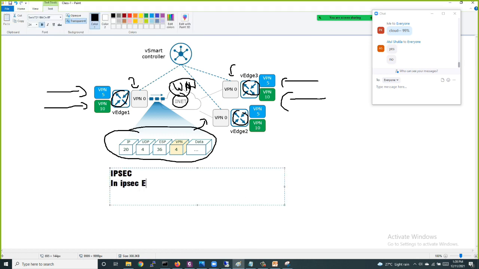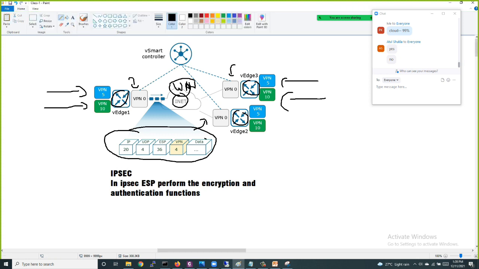In IPsec, ESP performs the encryption and authentication functions. So guys, you can see, let's say this is your data that you are trying to send. So you can see a VPN tag. So the VPN tag is there. Now you will say, Piyush, here it is 5 or 10. Guys, this is the size. The VPN tag will be 4 bytes, right?